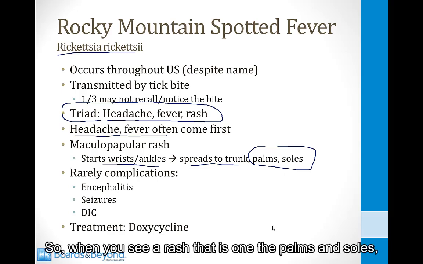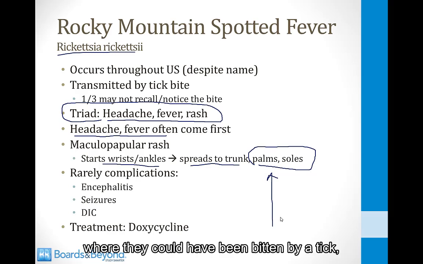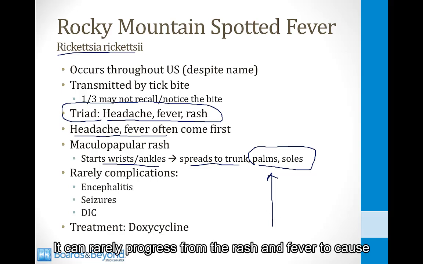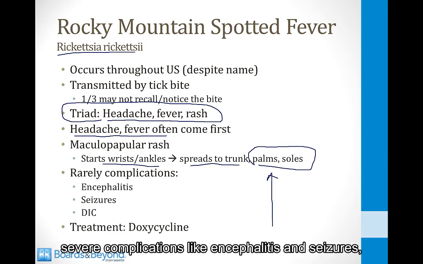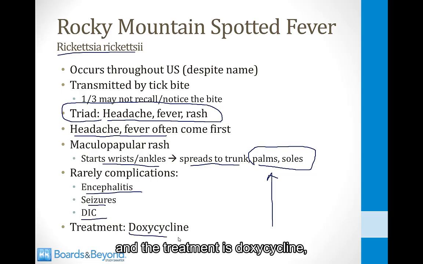So when you see a rash that is on the palms and soles, and it's someone who's been out in the mountains where they could have been bitten by a tick, you should think of Rocky Mountain spotted fever. It can rarely progress from the rash and fever to cause severe complications like encephalitis and seizures and disseminated intravascular coagulation, and the treatment is doxycycline just like most of these zoonoses.